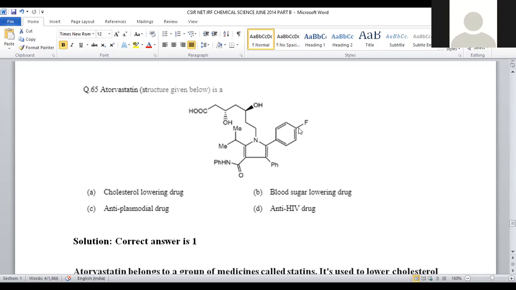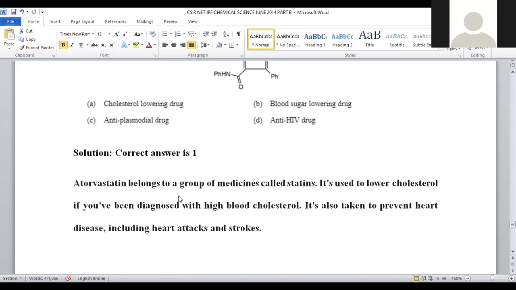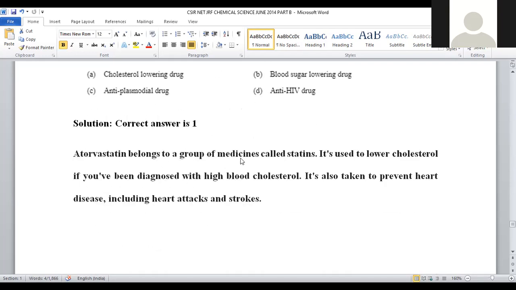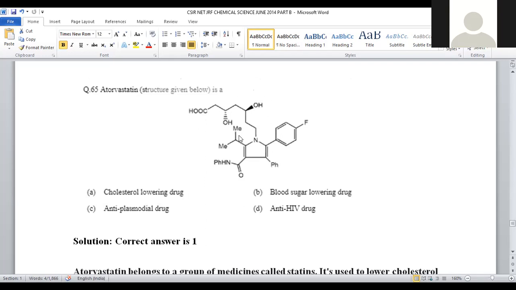Within the problem, the structure and name of the compound are mentioned. The only thing we have to do is identify its medicinal application. This is a drug which is widely applied for the lowering of cholesterol. Atorvastatin belongs to the group of medicines called statins. It's used in lowering cholesterol and for diagnosed high blood cholesterol. If cholesterol is high, it will increase the blood pressure, and consequently heart attacks and strokes are possible. So in order to mitigate this type of condition, it is used to lower the cholesterol.